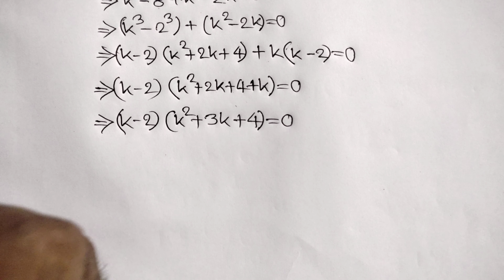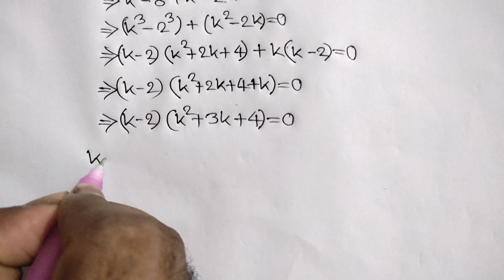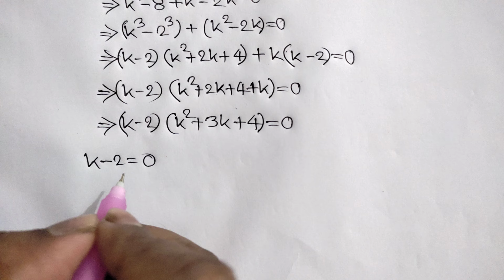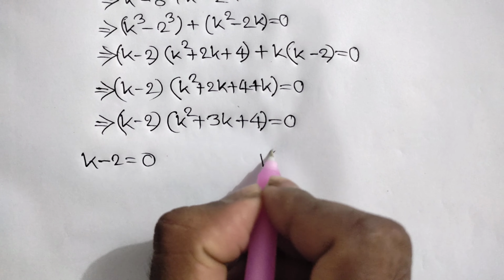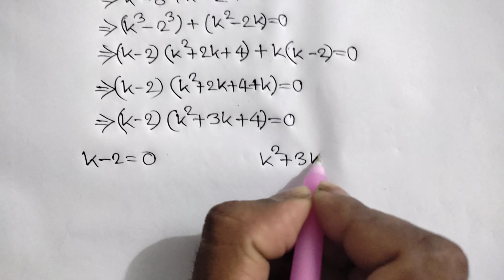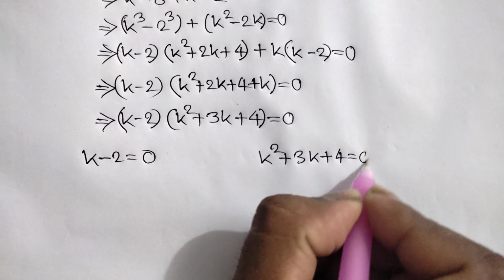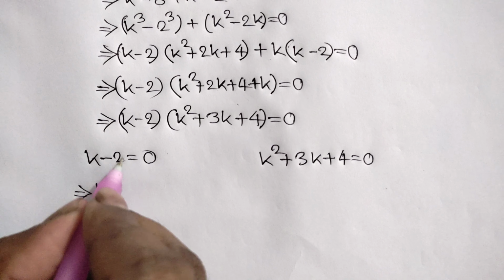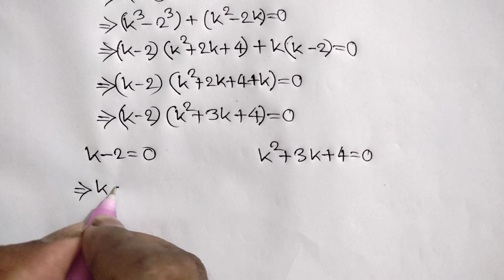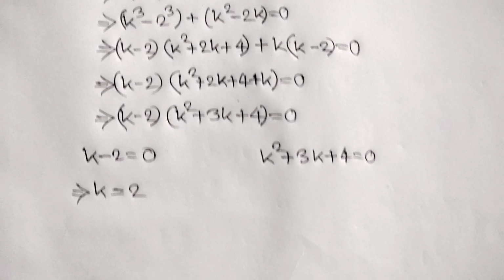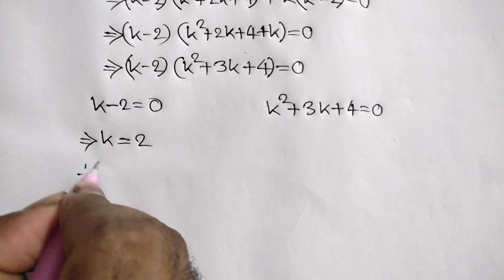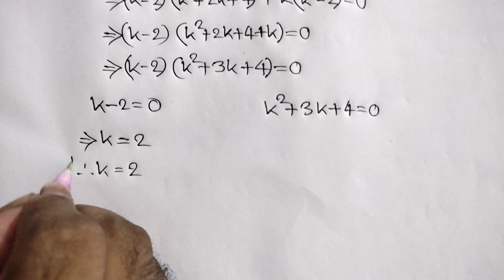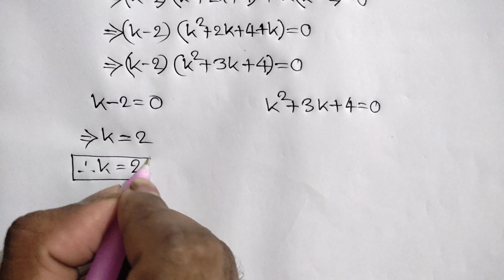Now from here we have two solutions, so we can write here k minus 2 is equal to 0 and k square plus 3k plus 4 is equal to 0. Now taking this negative 2 to the right side, we will get k is equal to 2. So the first value of k is equal to 2, and this is a real solution.